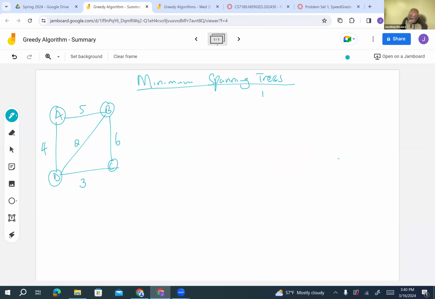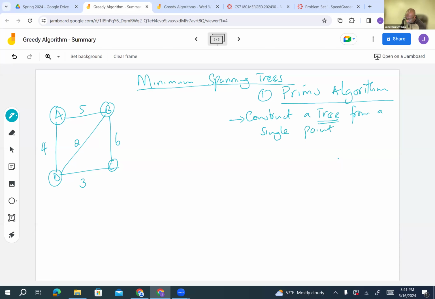So I'm going to start off by talking about Prim's algorithm. Again, we have seen this in a previous class, so I'm just going to recap it, and then you have an exercise about it. Okay, Prim's algorithm. Now, with this one, we want to have a starting point, right? So this is constructing a tree from a single point. Now, the single point could be arbitrary, or we could be given an arbitrary point.